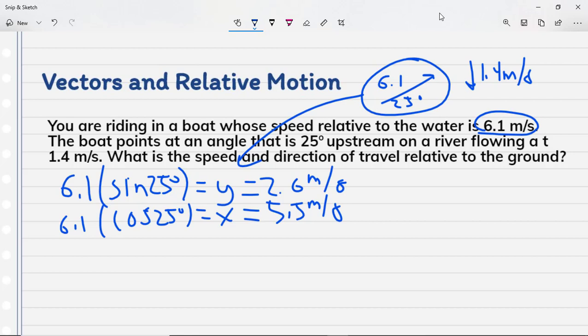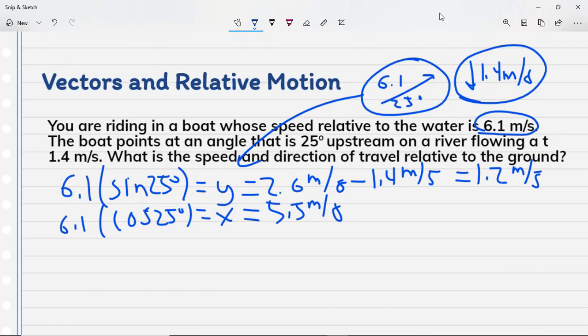The other interesting piece of information here is that we have a current flowing against us in the y direction, right? Remember, the y goes up and down, x is left and right. So in order to get the actual velocity, we're going to have to subtract 1.4 meters per second. The reason being is that we're going to try to go upstream. So the flow of water is actually against what we're trying to do here. So 2.6 meters per second minus 1.4 meters per second is going to give us a y vector velocity of 1.2 meters per second.